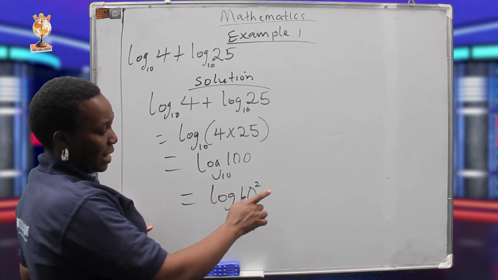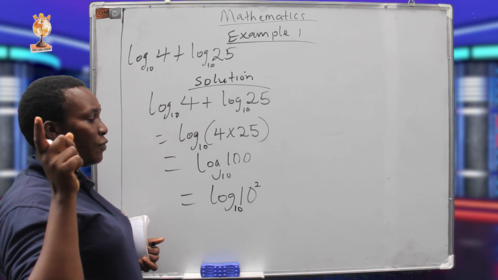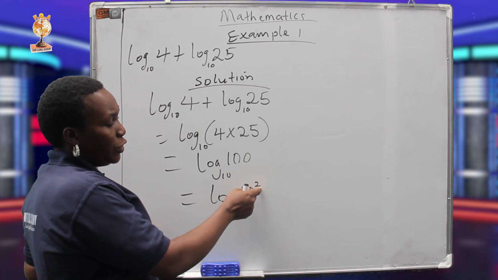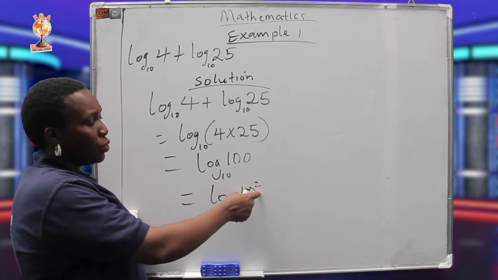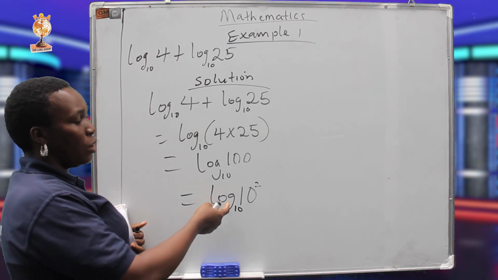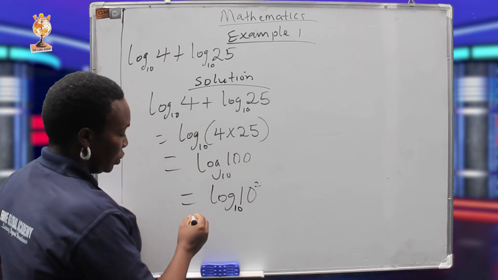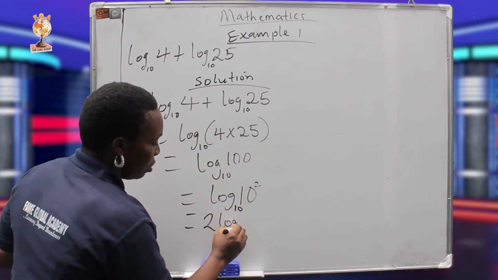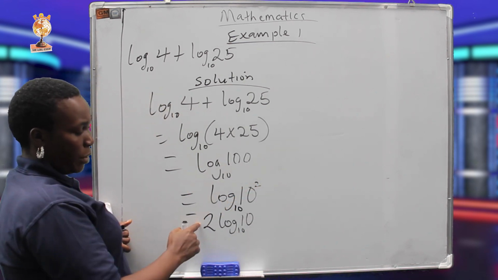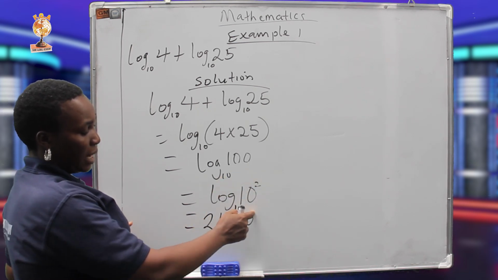Now when you have something like this, remember to refer back to the logarithm of a number to its own base. We are now having log 10 base 10. But because of this 2, we have to remove it. This 2 refers to the power law, which says that when a number is raised to a power inside a logarithm, bring the power to the front of the logarithm. So this gives us 2 log 10 base 10.